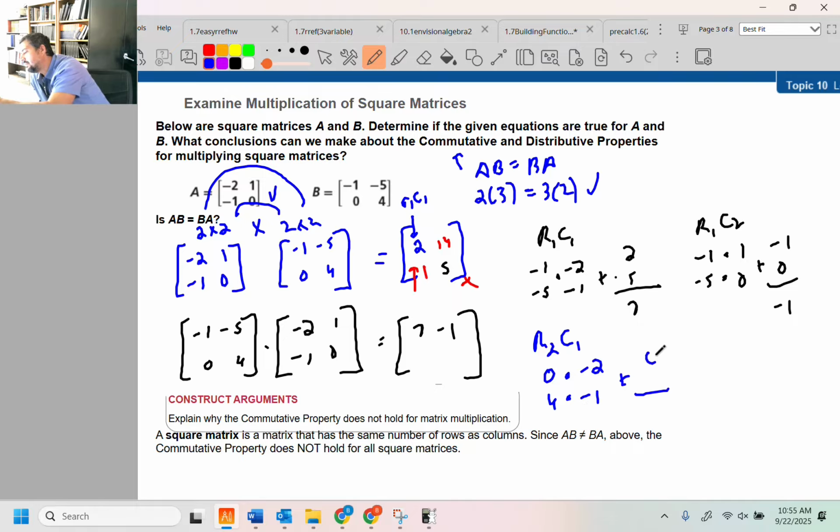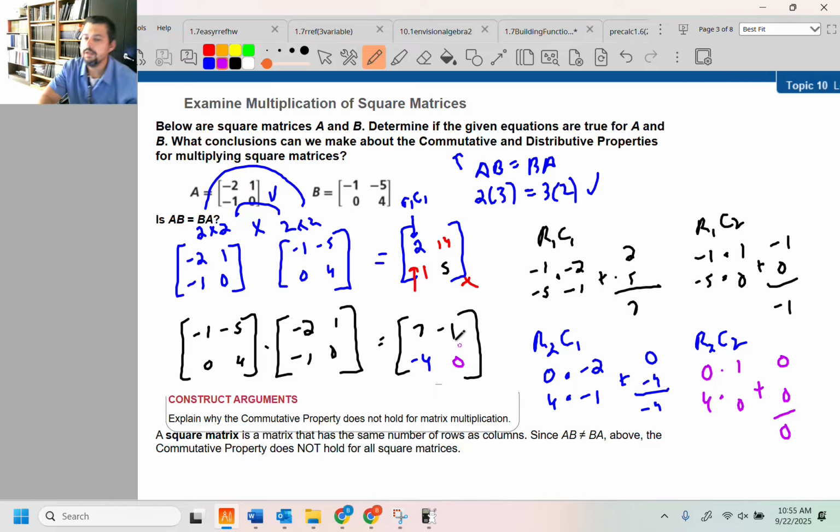And finally, we are in row 2, column 2. So, still picking on 0, 4. Remember to multiply across and add down. Column 2 is 1, 0. 0 times 1 is 0. 4 times 0 is also 0. You add down, you get a 0.